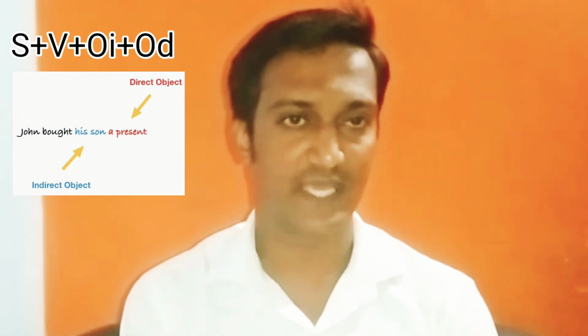The next pattern which we can have is subject, verb plus direct object and indirect object. I repeat once again, subject plus verb plus direct object and indirect object. So this pattern can be indicated with examples like she gave me a book, where she is subject, gave is verb, me is an indirect object, a book is direct object.